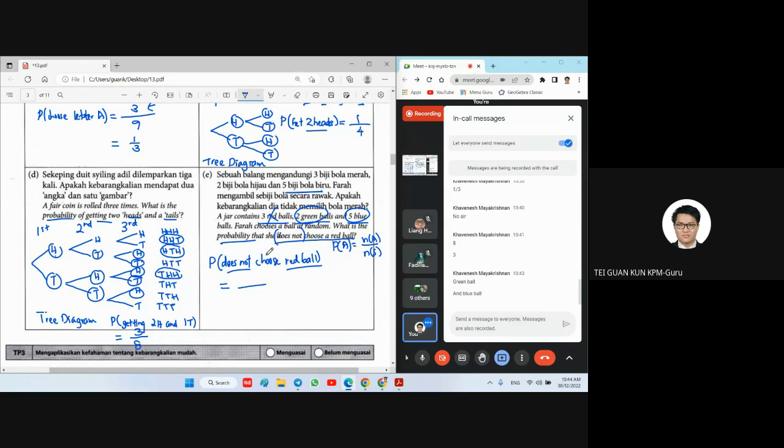So berapa? So 2 tambah 5 lah. Okay, bilangan yang bukan red ball adalah 7. Berapa bilangan yang ada dalam jar? 10 lah. So the answer is 7/10 lah. So this is the probability lah. Okay, does not choose the red ball. So kita kira lah yang bukan merah berapa per dengan jumlah yang ada. So the answer is 7/10 lah.